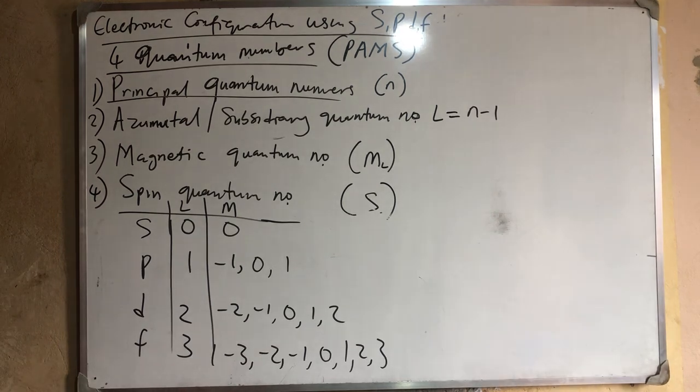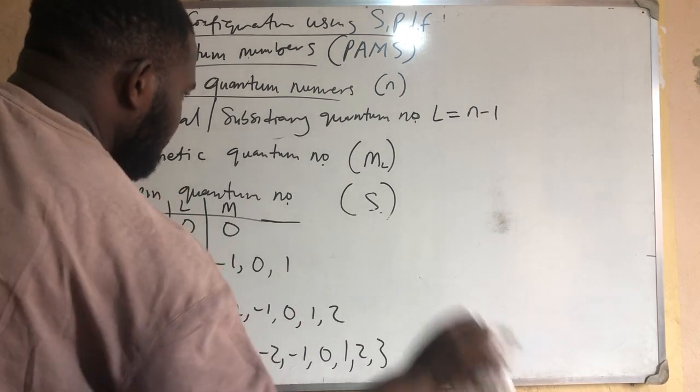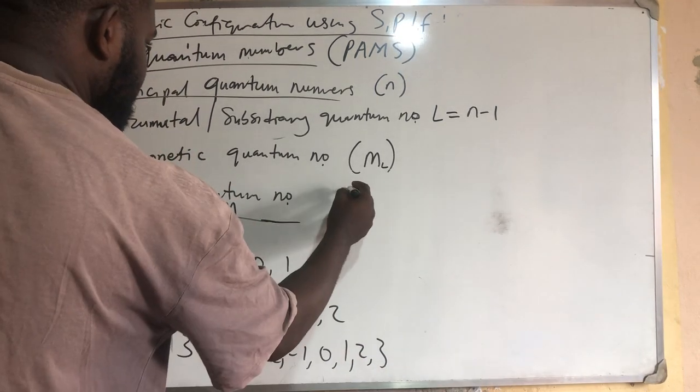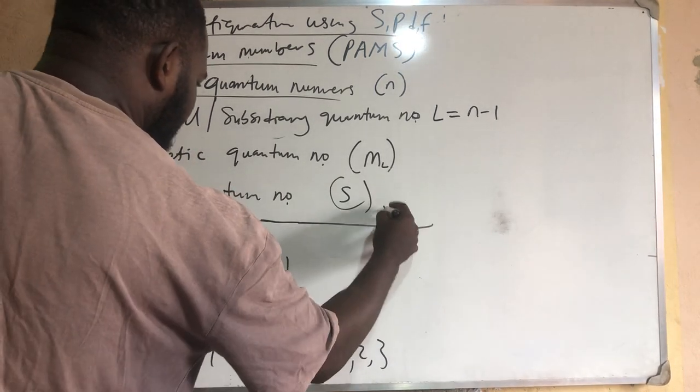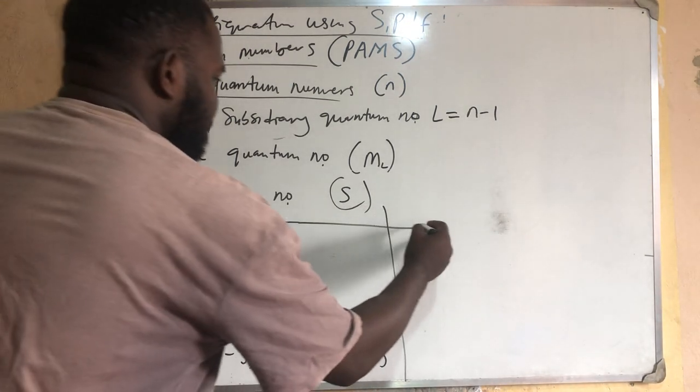Okay? So if you look at that, you see that it helps us to show the number of orbitals that we have. So the number of orbitals we have for this one is just one orbital.